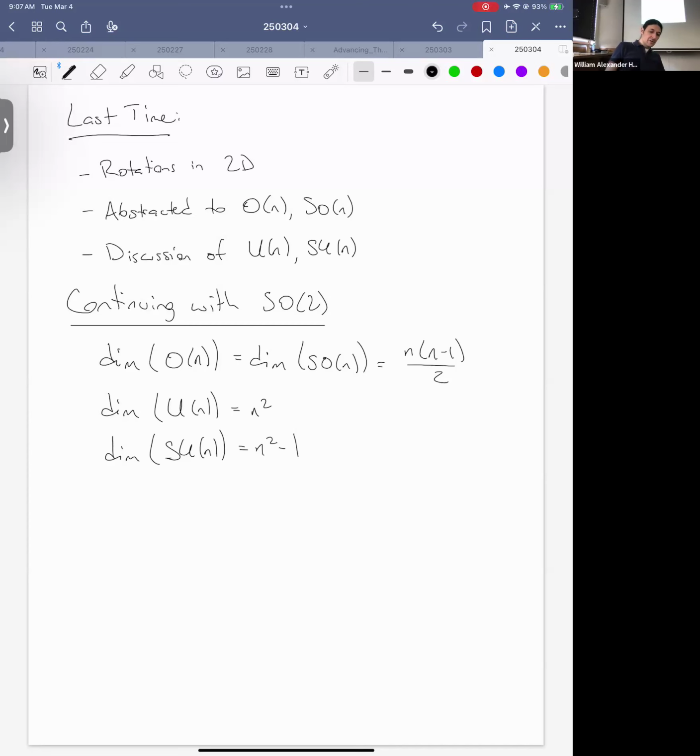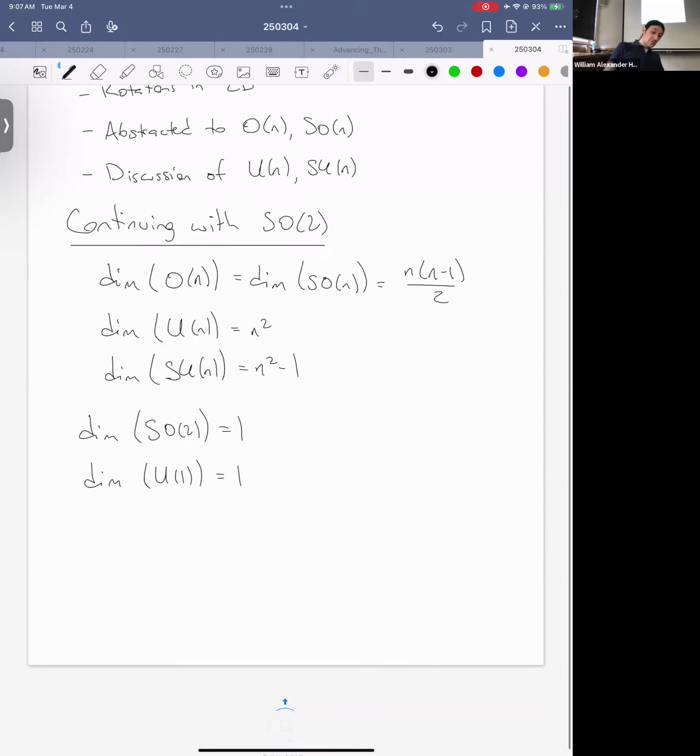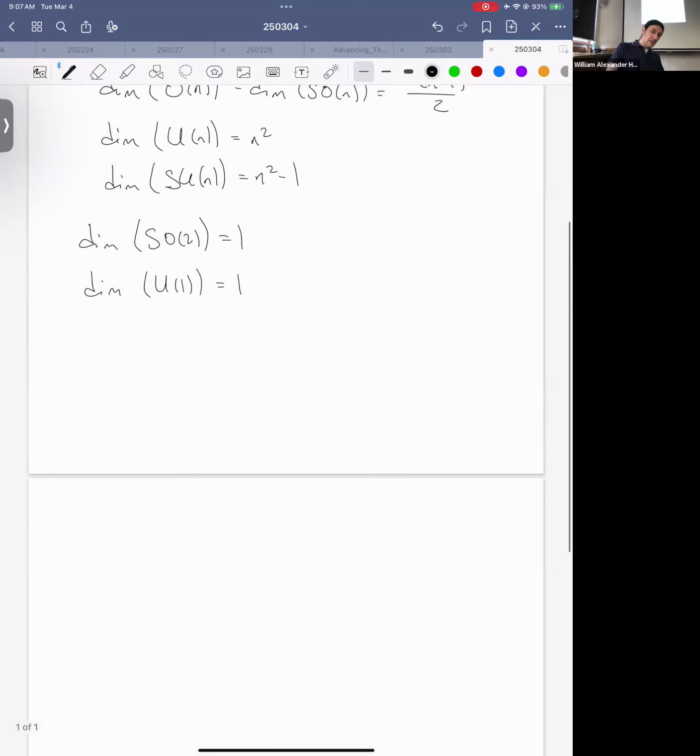So simply doing a degree of freedom counting, we can see that for SO2, the dimension of SO2 is equal to 1, and the dimension of U1 is also equal to 1. So it's not impossible to imagine that there's a connection between SO2 and U1. And in fact, those two Lie groups are in fact isomorphic.